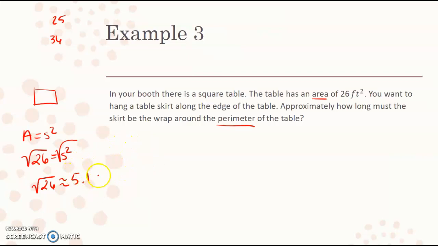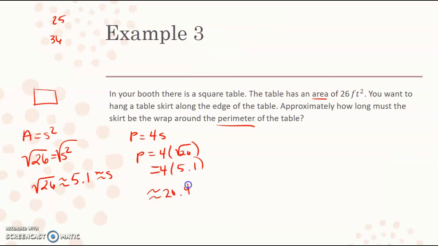Now, that is a side length. So that is our approximate side length. So now to find perimeter, perimeter would be the distance around, right? So that would be the same as 4 times our side length. So to find our perimeter, we're going to take 4 times the square root of 26, which in our case is going to be 4 times 5.1. And 4 times 5.1 will give us approximately 20.4 feet of skirt in order to wrap.